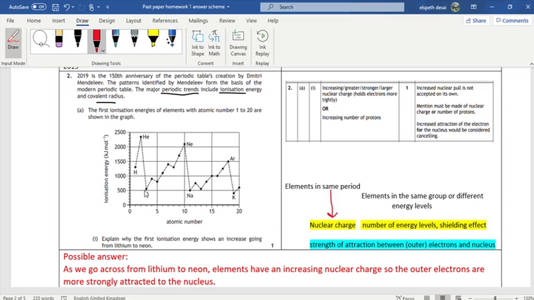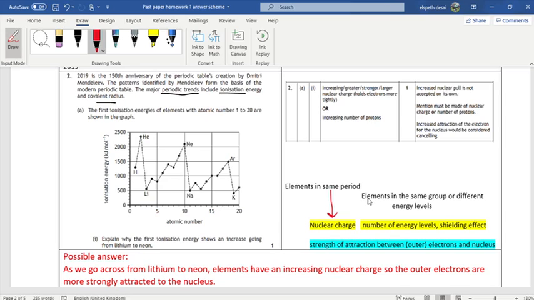Because whilst there are an increasing number of electrons as we go across a period, the electrons are being added to the same energy level, so that doesn't really affect these properties, ionization energy, covalent radius, or electronegativity, very much. As we go across the period, the key thing that you want to think about is the effect of increasing nuclear charge. And as we increase nuclear charge, the outer electrons, no matter how many of them there are, because they're in the same outer energy level, are going to get more strongly attracted to the nucleus as we go across the period because of increasing nuclear charge.